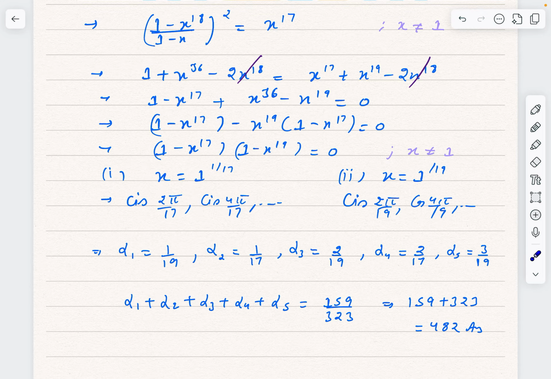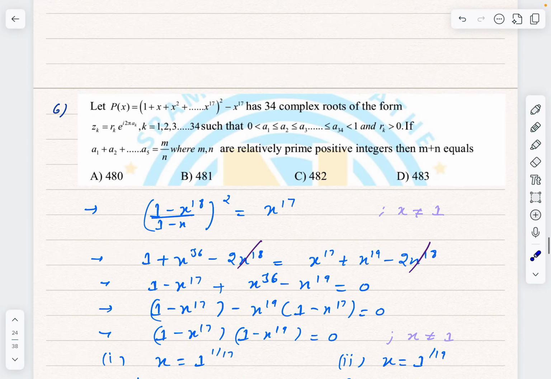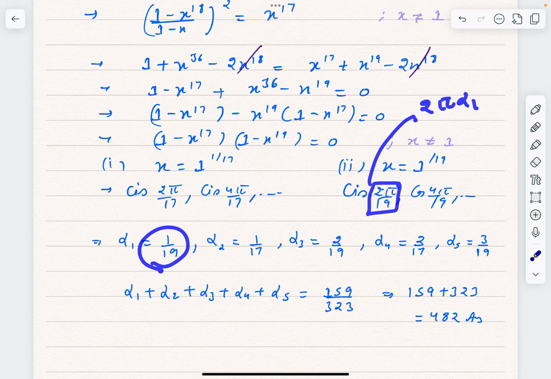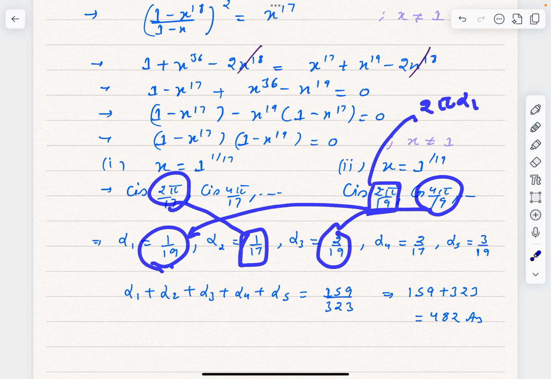If you see this, they have given r k, basically they're comparing with e to the power i 2 pi alpha k. So those arguments we have to write as 2 pi alpha k. The smallest argument is 2 pi by 19, and when you compare with 2 pi alpha 1, alpha 1 will be 1 by 19, because 2 pi they have already taken. This will be the smallest, giving 1 by 19. This will be second, giving 1 by 17. This will be third, giving 2 by 19. This will be fourth, giving 2 by 17.